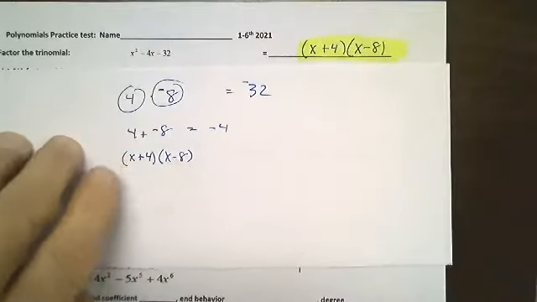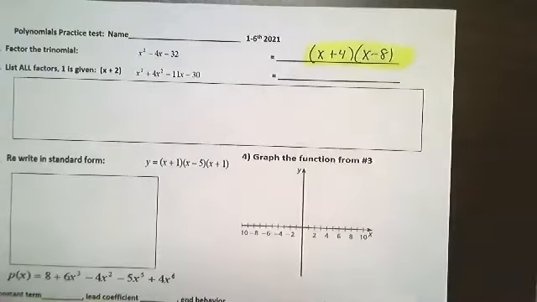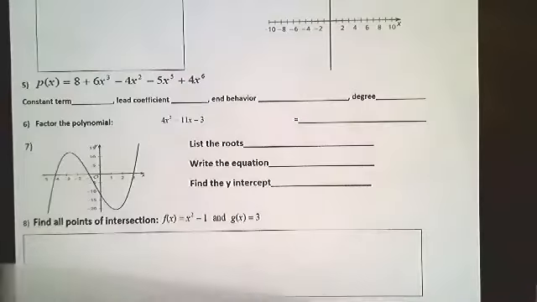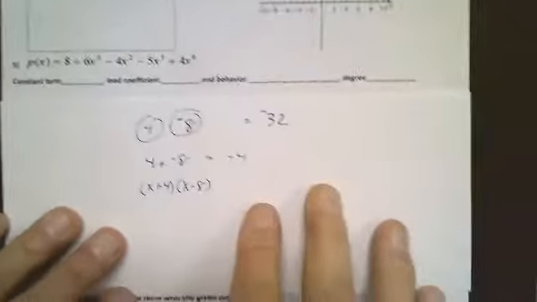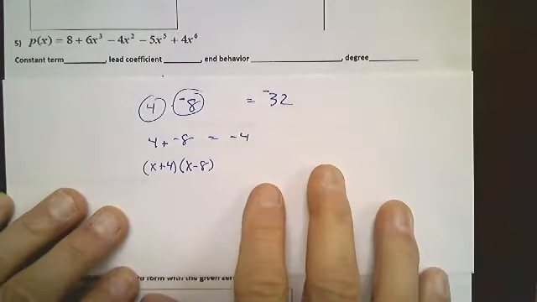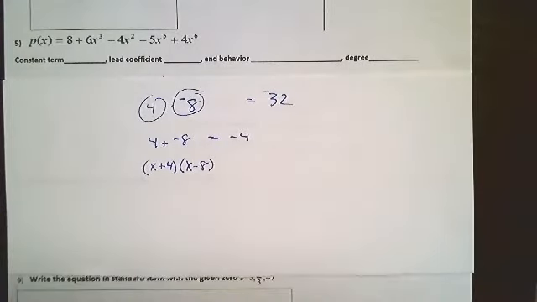Problem 2. I'm going to skip that for now. I want to go down to problem 5, okay? I'm going to give you about a 60-second head start on problem 5. You should be able to, at this point, identify constant term, lead coefficient, end behavior, and the degree.